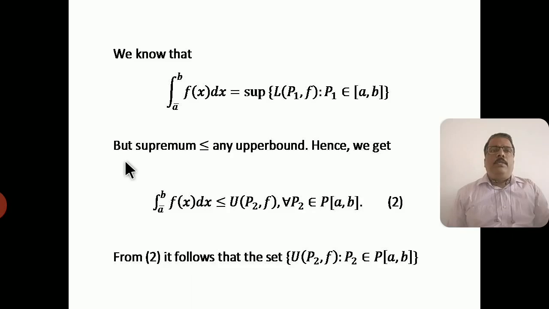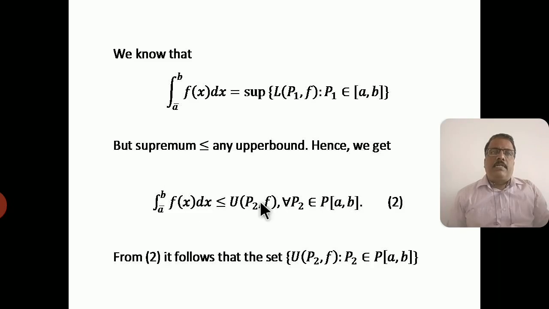Now supremum means it is the least upper bound, that is, the least of all upper bounds. Therefore the supremum is always less than or equal to any upper bound. Hence we get that the integral from a bar to b of f of x dx is less than or equal to U of P2, f.